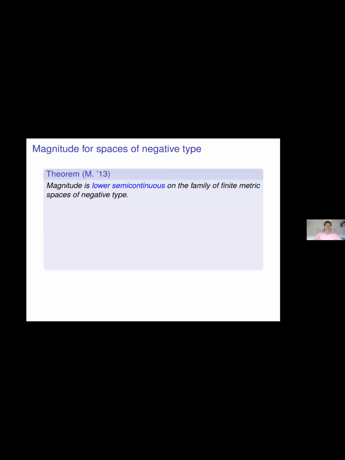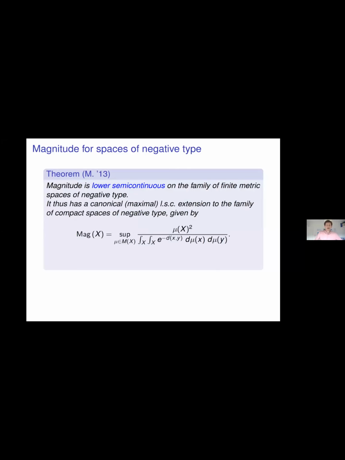But I don't want to focus on finite spaces. I want to move on to more general compact spaces. So the first observation is that magnitude, if I restrict it to finite metric spaces of negative type, is not continuous, but it is semi-continuous. It's lower semi-continuous with respect to, say, the Gromov-Hausdorff topology on that family of metric spaces.